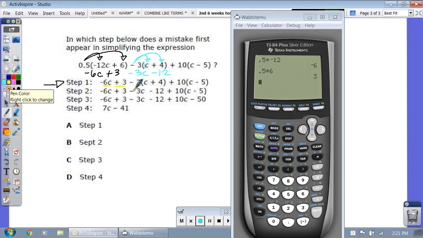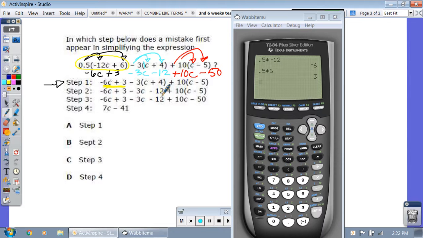If you look right here, what they ended up doing is they did this first and rewrote the entire problem. Did what's in blue second and rewrote that last distribution. And then they distributed right here at the very end. Let's use a different color. 10 times C is 10C, that's positive. And then positive 10 times negative 5 is negative 50. So what they did in step 1, they did this distribution in yellow and rewrote the last part of the problem. Then they did the second distribution in blue and rewrote that. And then did the last distribution in red and rewrote that.